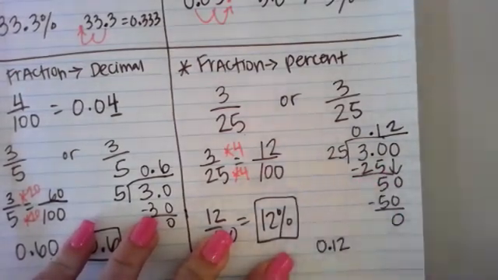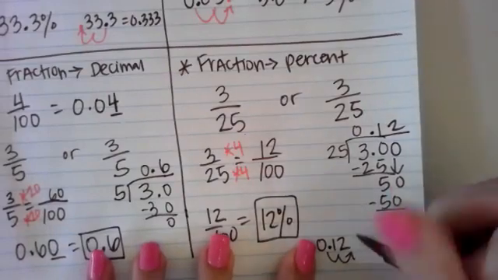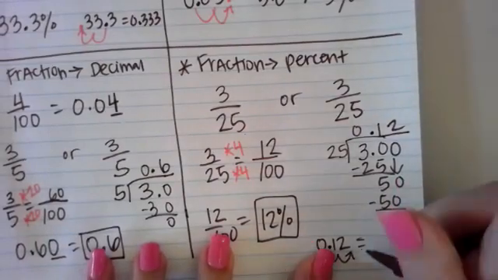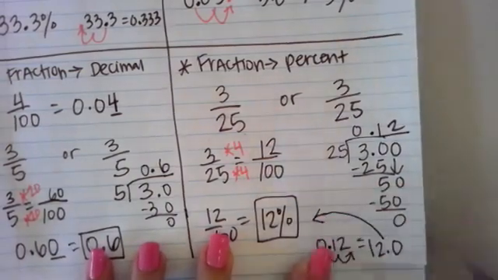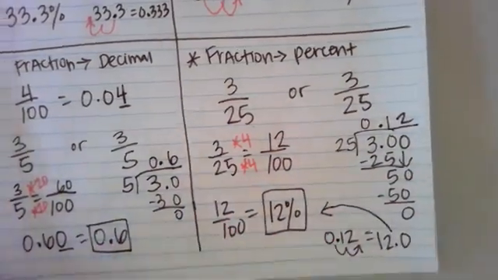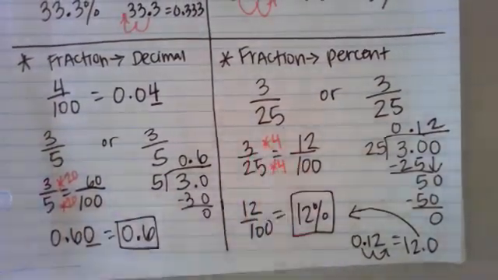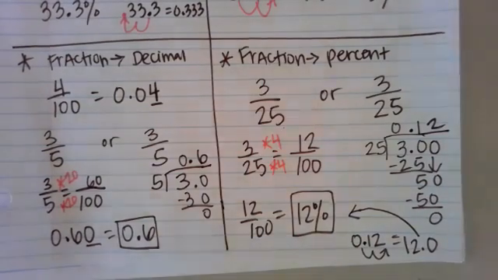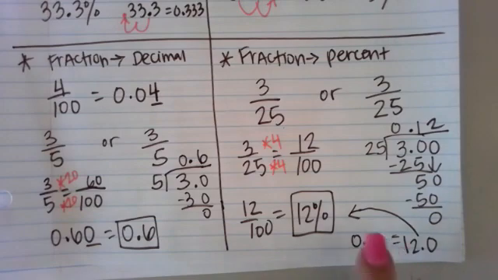0.12. If we then multiply it by 100 or move that decimal 2 places forward, we are going to get 12.0, which is the same thing as 12%. Okay, so again, if you can rewrite it as a fraction over 100, that'll save you some time. If you cannot, you have to convert the fraction to a decimal and then multiply that decimal times 100 or convert that decimal to a percent.